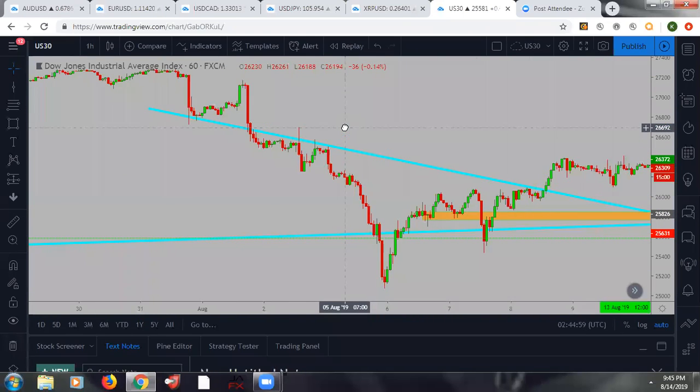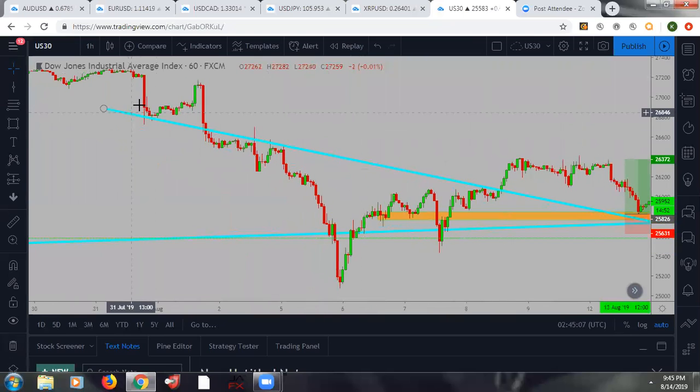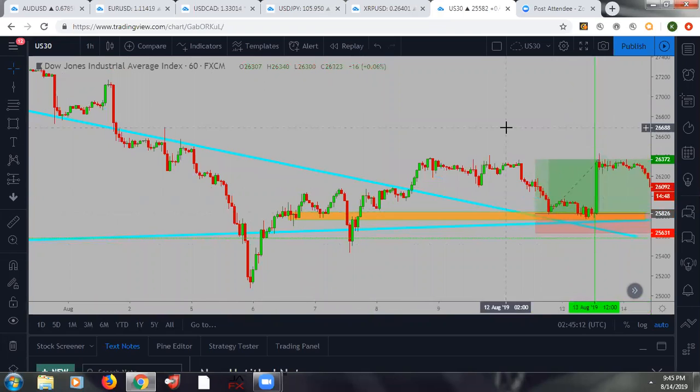So this looks like a weird trend line, but overall it makes sense to me, just because I've analyzed US30 a while, and I've come to understand it a little bit more. So overall, the market retested once, twice, three, four or five times over here at this point.